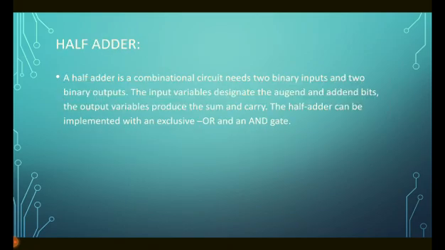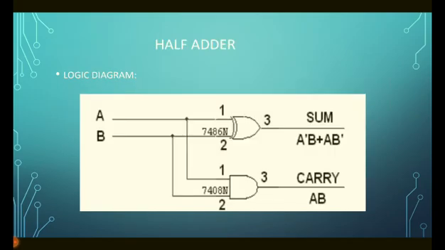Half adder. A half adder is a combinational circuit, needs 2 binary inputs and 2 binary outputs. The input variables designate the augend and addend bit. The output variables produce the sum and carry. The half adder can be implemented with an exclusive OR and an AND gate. And this is the logical diagram for half adder. Here we have totally 2 inputs and 2 outputs using XOR and AND gate.